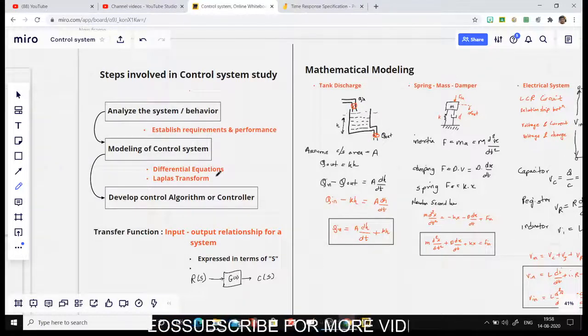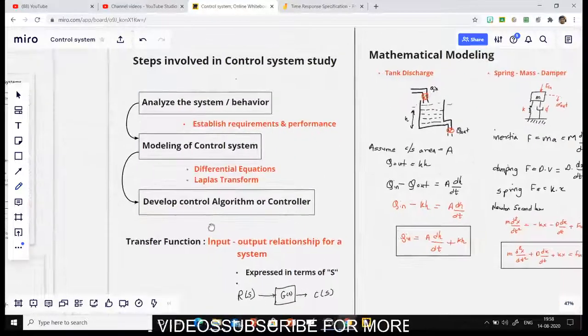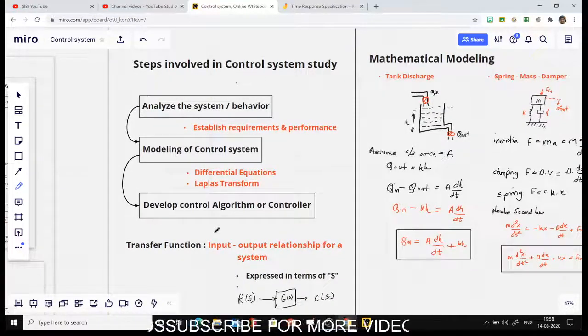Today we are going to discuss mathematical modeling. And before going to mathematical modeling, let us discuss the general steps involved in a control system study. Whenever you try to study a system, you can easily divide it into three steps. The first step is to analyze the system behavior, that is, the establishment of the requirements and the performance of the system which you want to analyze.